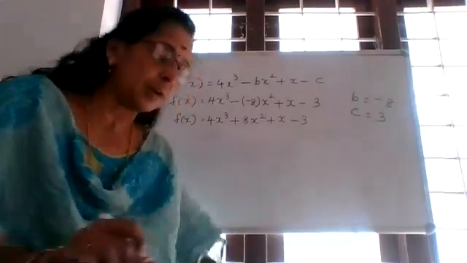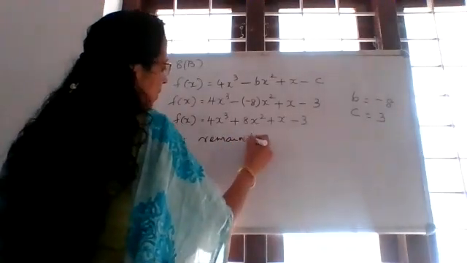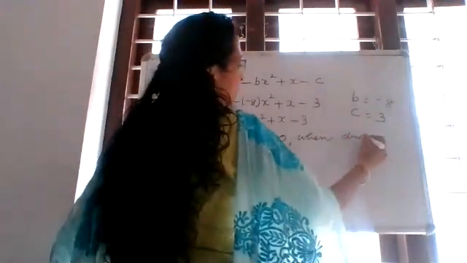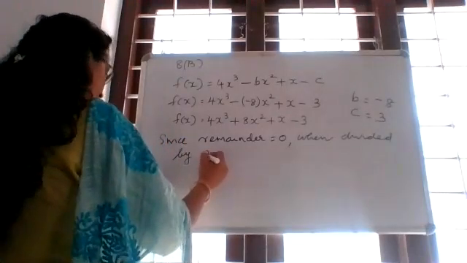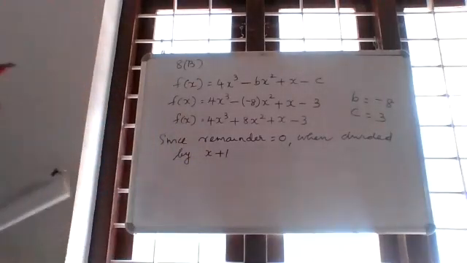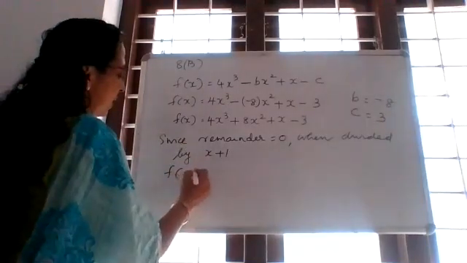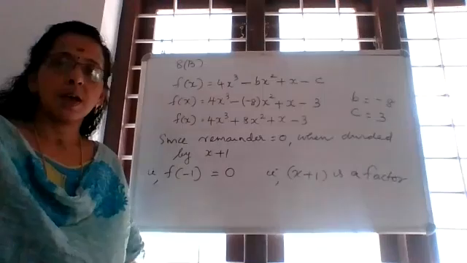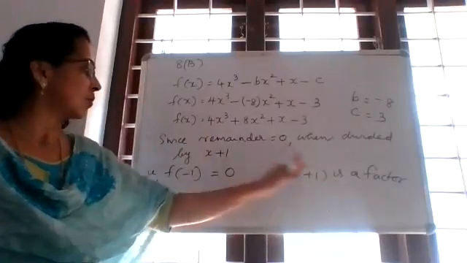Since remainder is equal to 0 when divided by x plus 1, we can write what? F of negative 1 is equal to 0. Since remainder is equal to 0, x plus 1 is a factor. You can write directly this also, without writing all this.